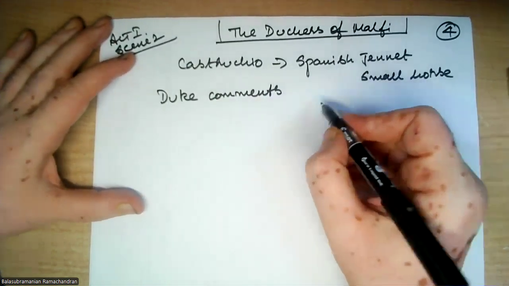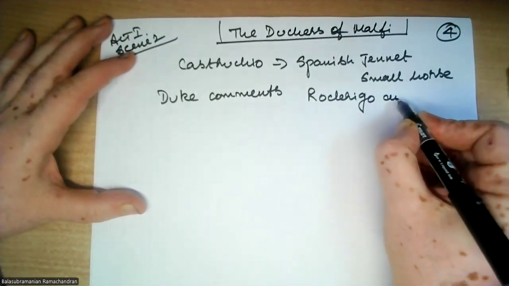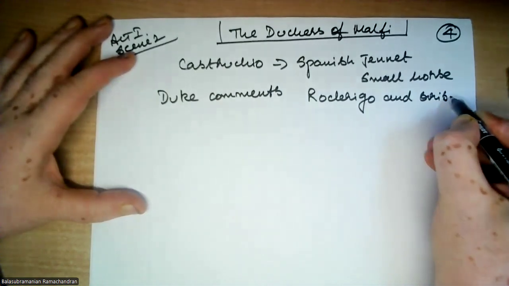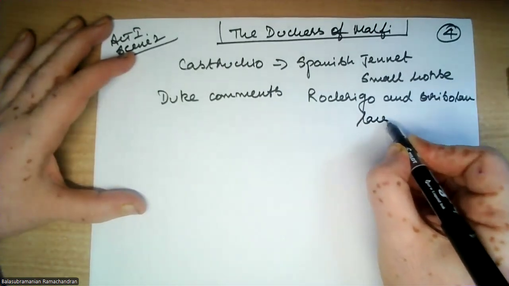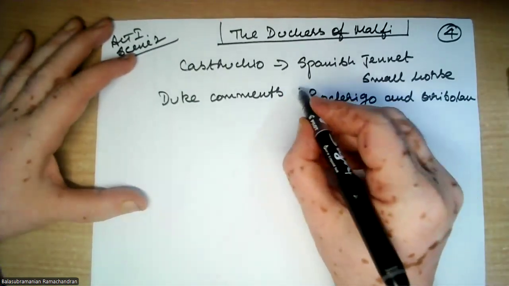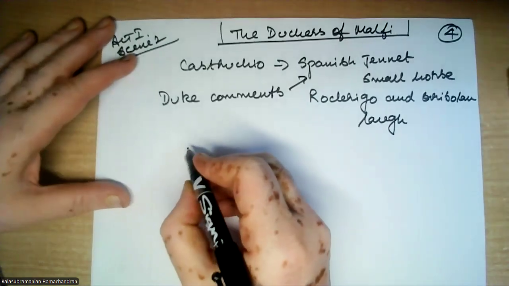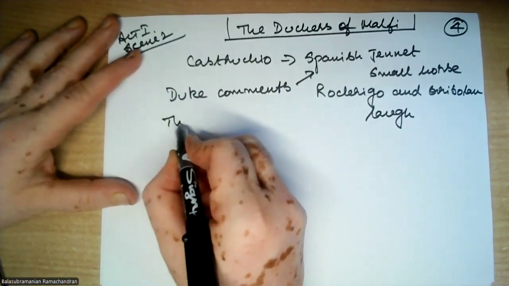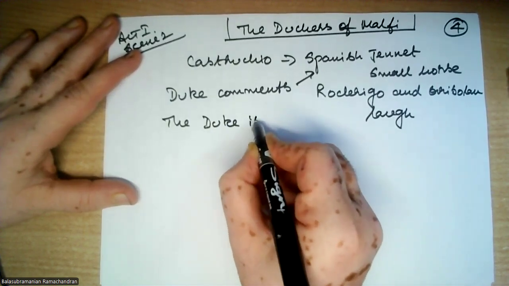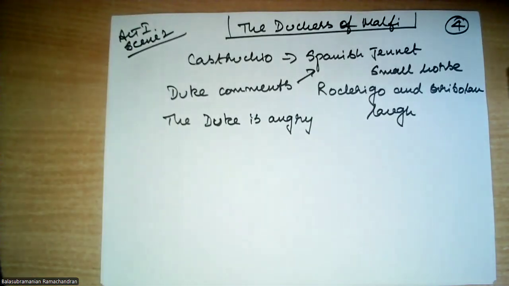other two people who are present there, Rodrigo and Grisolan, find it funny and they laugh, and immediately the Duke is angry that they have laughed. He makes a comment on it. The Duke is angry as to why they are laughing. What is the purpose of this laughter? Why are you laughing?